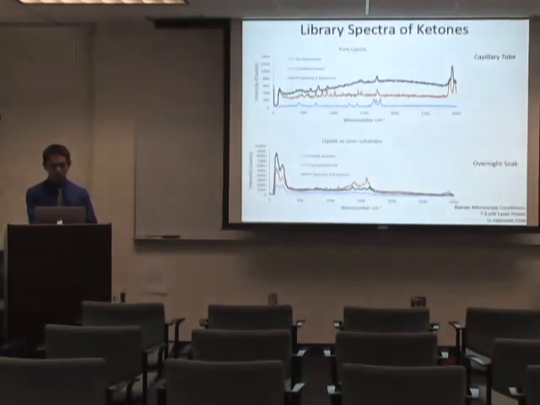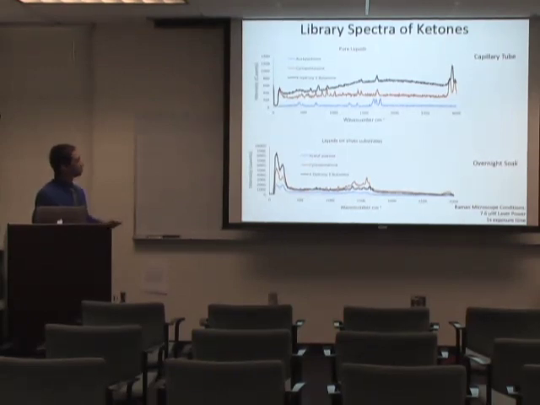So this is actually data that I've collected through these past 8 weeks. On top, you'll see my data is from pure liquids, and on the bottom is liquids on silver substrates. Now, focusing on the top data, we see that the peaks, the spectrum versus the spectrum on the bottom, are relatively different. On the top one, I actually use capillary tubes.